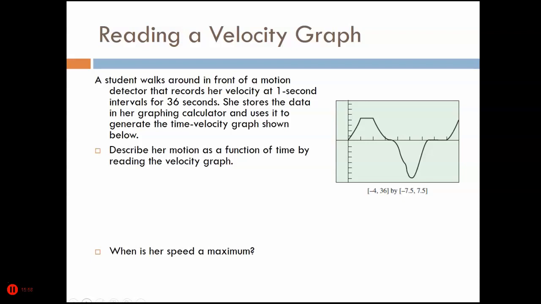So what we want to do is read this motion graph and discuss what that graph represents. So if this is the graph of position, when the graph is flatline, what does that mean the student is doing?